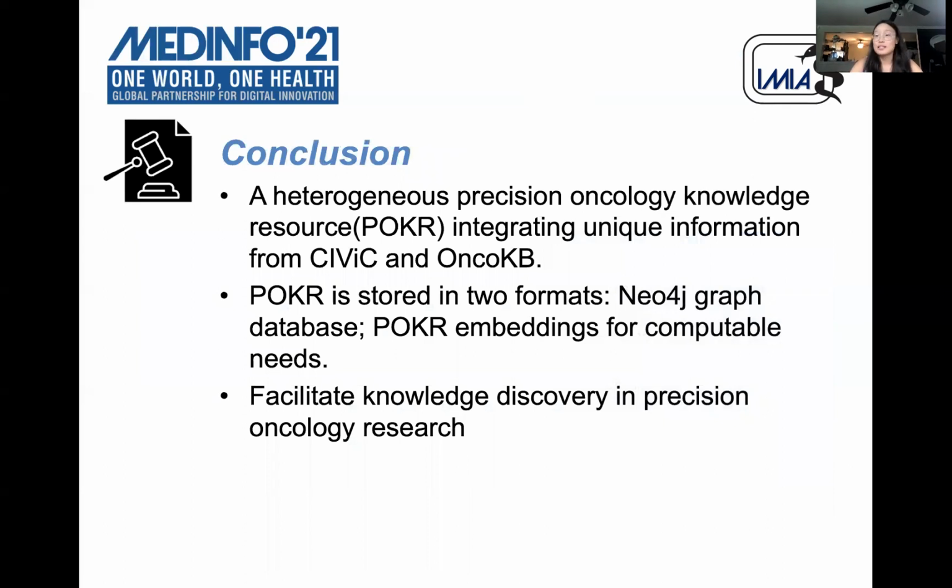So, in summary, what we have achieved in this project is that we built a heterogeneous precision oncology knowledge resource, POKR, integrating unique information from CIViC and OncoKB. We store POKR in 2 formats. One is Neo4j graph database. The other is the embeddings for computable needs. Third, we facilitate knowledge discovery in precision oncology research.